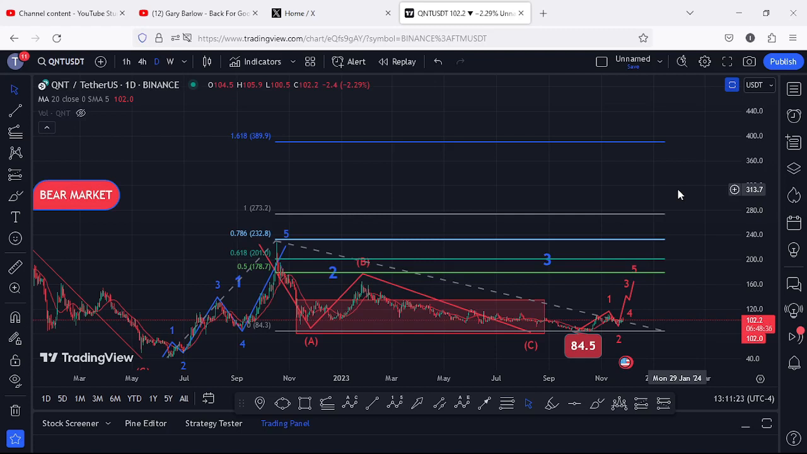So that is what I'm watching out here on the QNT chart on the short term and also on the long term, and those are my pullback target areas.